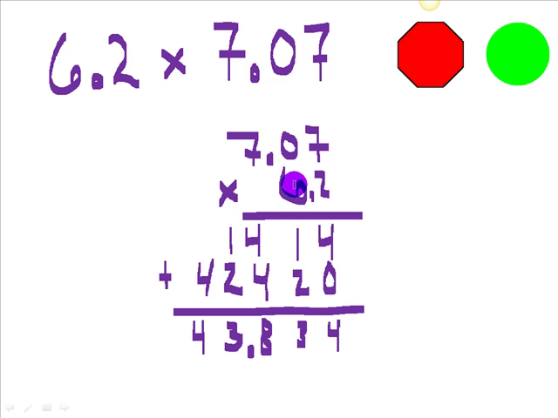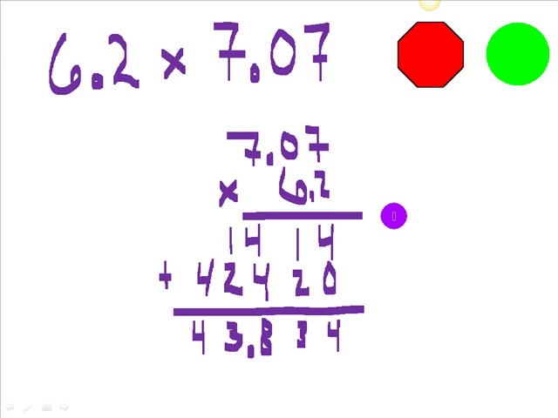Well, let's see if that makes any sense. If I was just dealing with 6 times 7, then 6 times 7 would be 42. However, I'm dealing with a number slightly larger than 7 and slightly larger than 6, so my answer should be a little larger than 42, and 43.834 is.